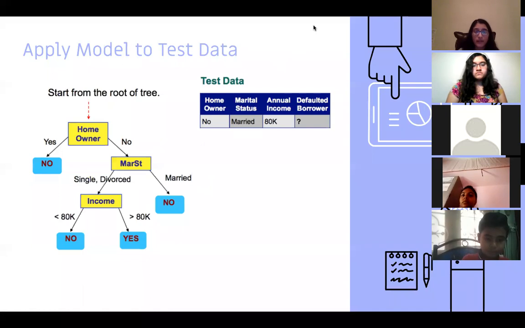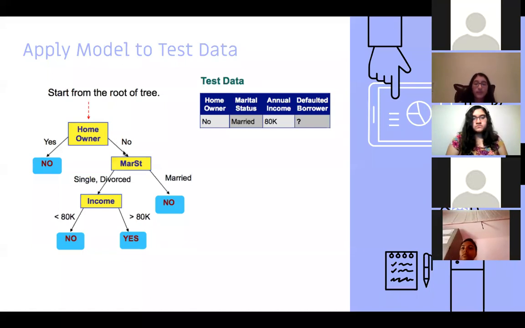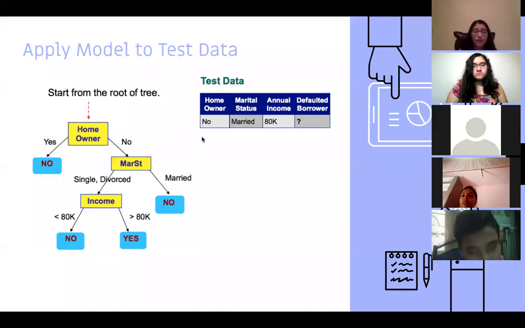Okay, so we have a couple of answers. Let's wait for a few more. Again, the question is, based on the test data here, will it go to the left side or the right side? Okay, the majority of the answers are correct: it will go to the right side. The reason is that homeowner is no. The test data says no, right? So based on this decision tree, is this person a homeowner? Yes or no? No, right?